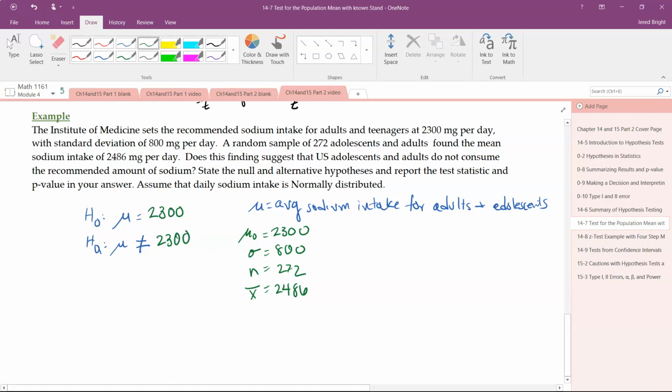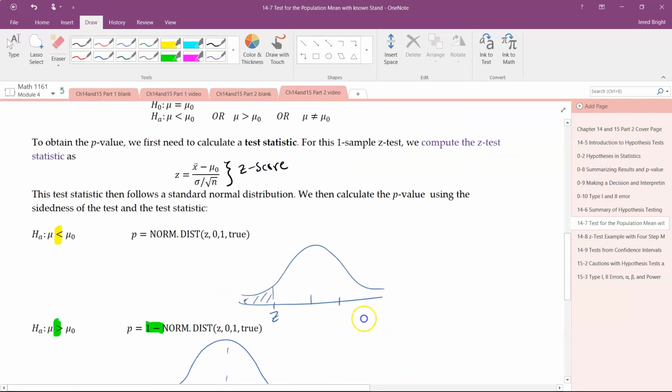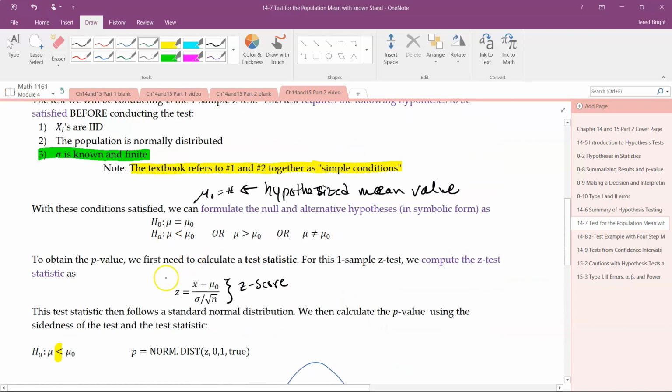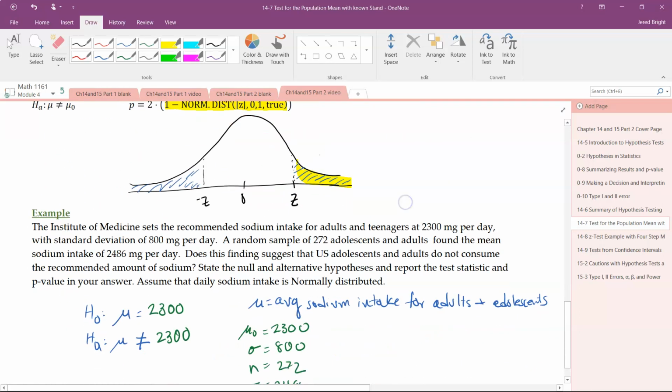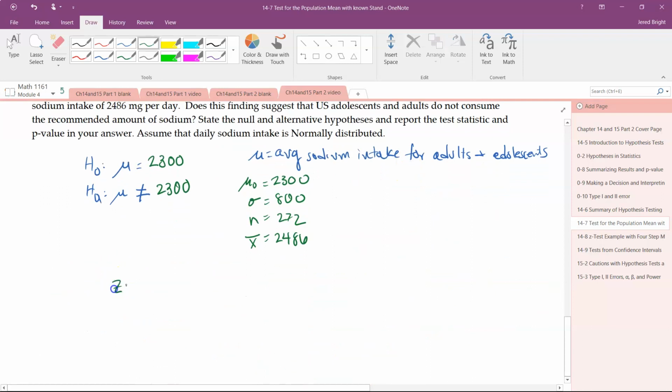Okay, great. So now, reviewing what we did before, let's get our z test statistic. z is going to equal x bar minus mu, actually mu naught, our hypothesized mean value, all over sigma over square root of n. So then 2300 minus 2486, all over 800 divided by the square root of 272.